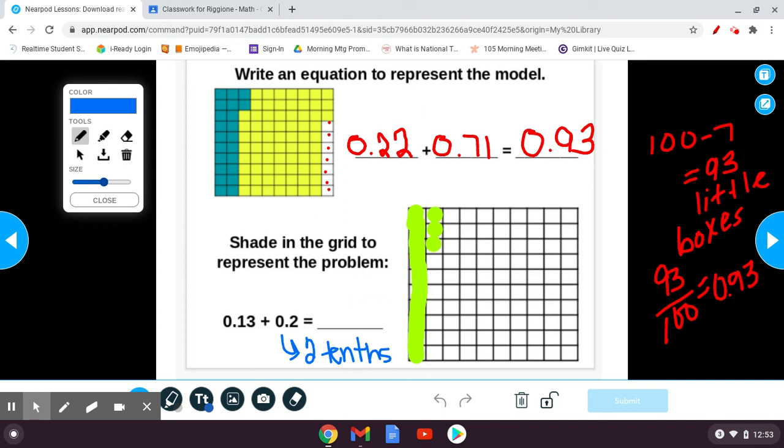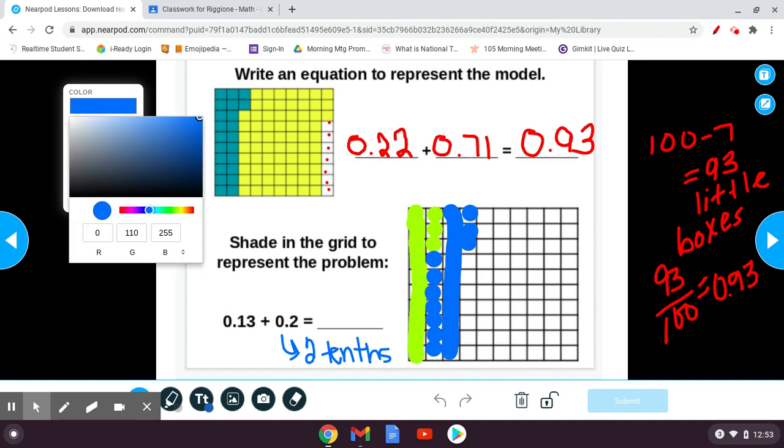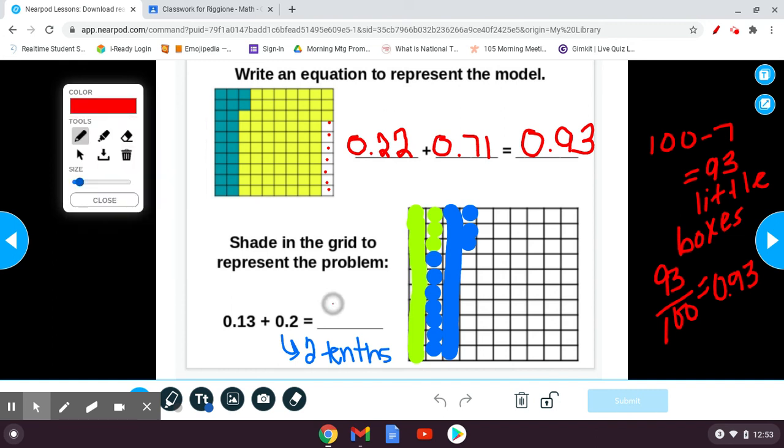So I had a lot of students who just wanted to fill in 2 and call it a day. But it's not plus 2/100ths. It's plus 20 or 2/10. So 1, 2, 3, 4, 5, 6, 7. But I got to get to 20. A whole other column. 17, 18, 19, 20. So now you can go ahead and see that I have my two colors shaded in, and I need to find the total, 0 wholes and 33/100ths.